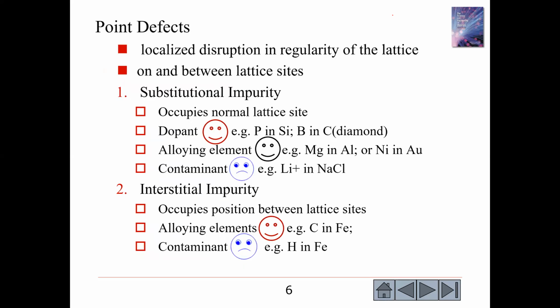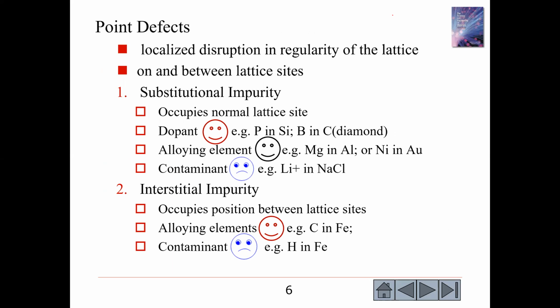So point defects are localized disruptions in the regularity of the lattice. They are usually located on or between lattice sites. There are two types of point defects: substitutional point impurity and interstitial impurity. So what is a substitutional impurity? A substitutional impurity usually occupies a normal lattice site.